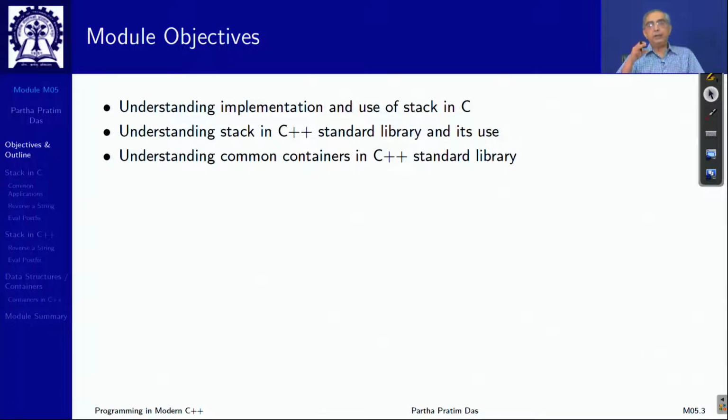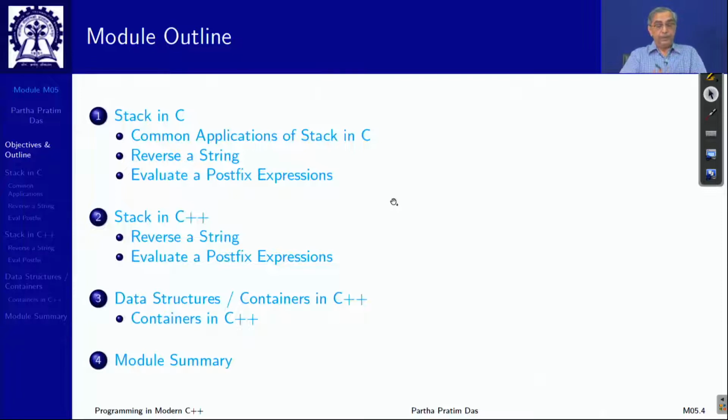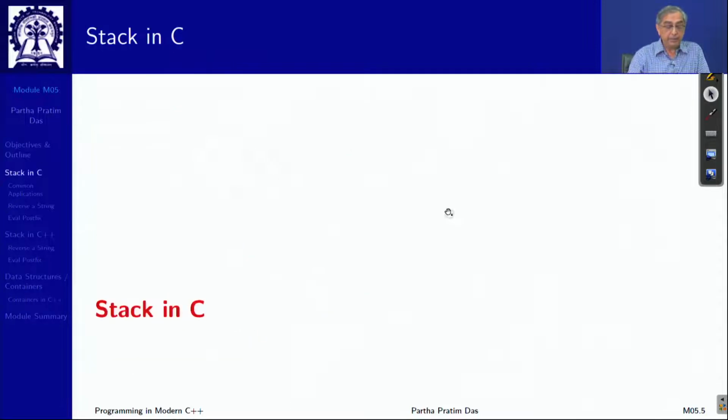So, as some common algorithms are available, in this module we will take a look at what are the common data structures that are also available as a part of the C++ standard library. We will use stack as our vehicle to understand that and see the difference between a stack written by the user in C and a stack provided by the C++ standard library, and then see what are the other data structures that are also available in C++ standard library. So, this is our outline, which you will see on the left all the time. So, first let us look at a stack in C.